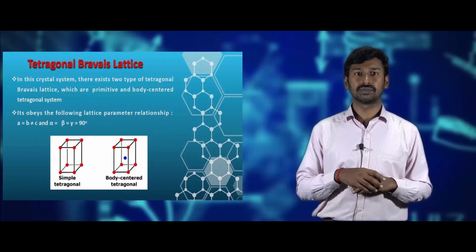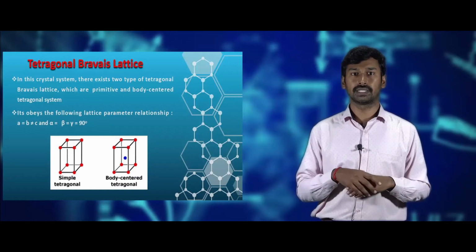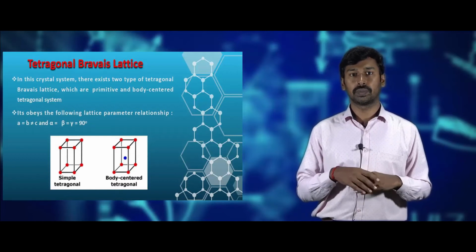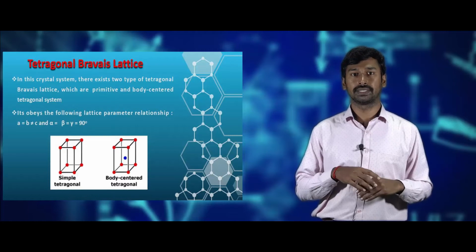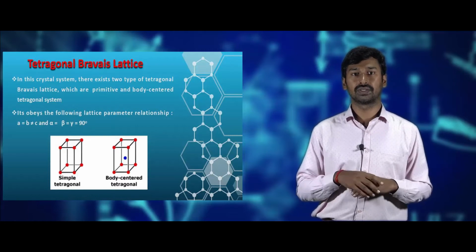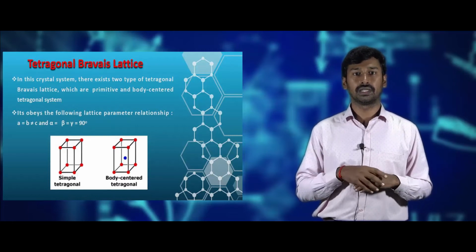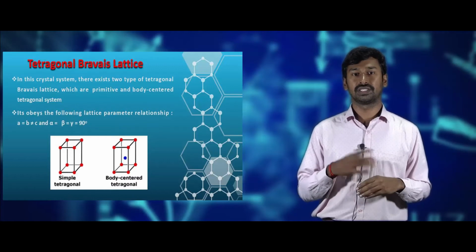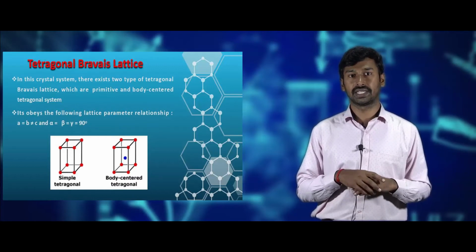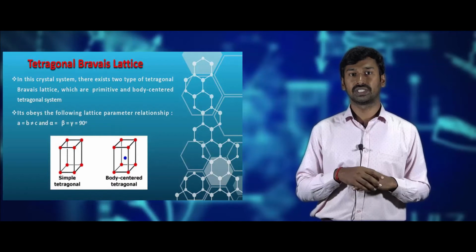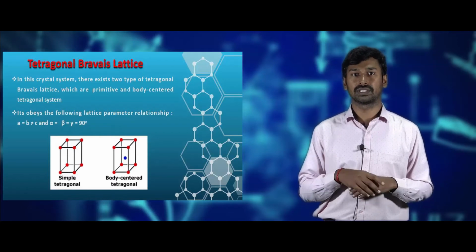In this crystal system, there exist 2 types of Bravais lattice, which are primitive and body-centered tetragonal. It obeys the following lattice parameter relationships: a = b ≠ c, and alpha = beta = gamma = 90 degrees. The figure represents the 2 Bravais lattices for the tetragonal crystal system.